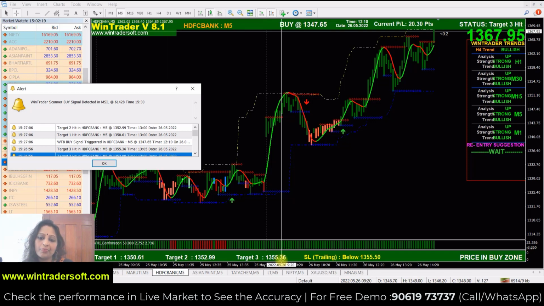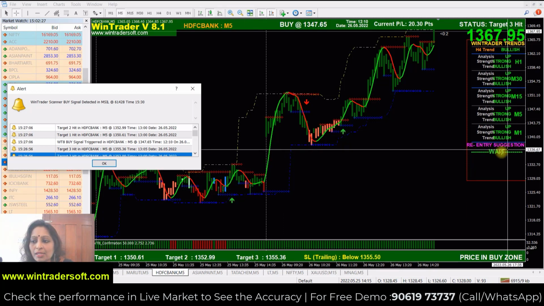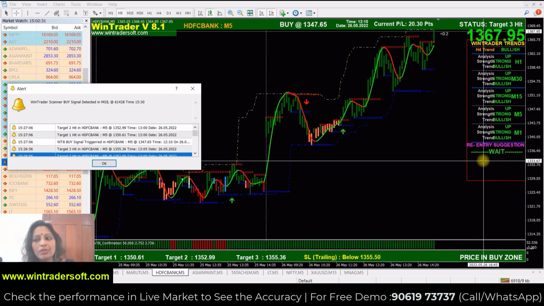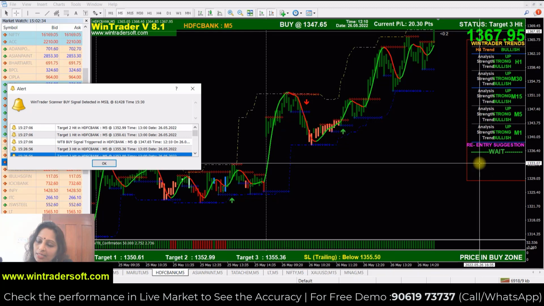There are 3 targets. So for example, if the market is a trendy market, then the signal will continue after hitting our target. At that time the software gives a re-entry option. Re-entry means the software gives a new entry point and a new target. So if you want, you can re-enter at that level and exit at that target.